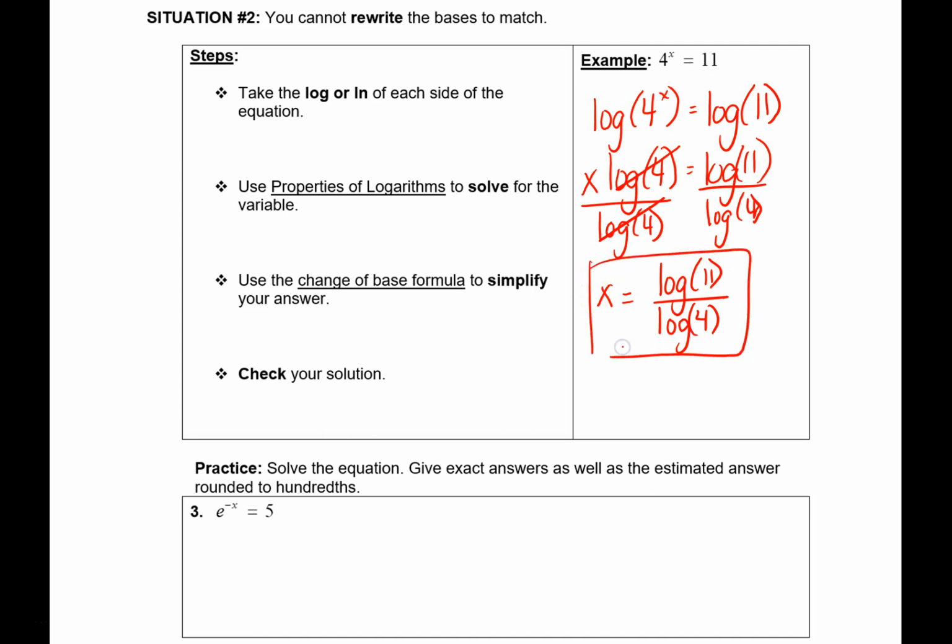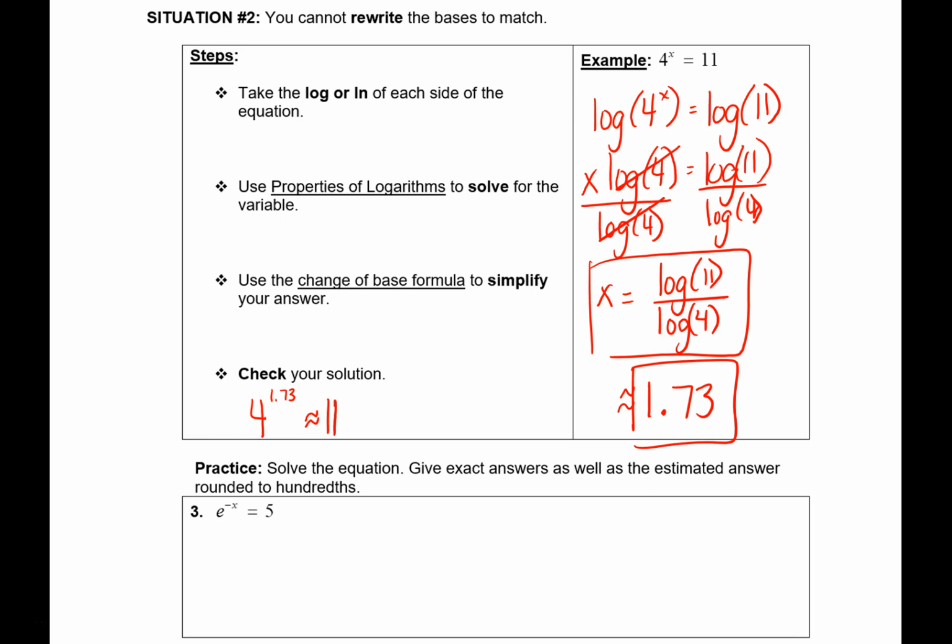If I wanted an approximate answer, then I could plug that into my calculator and I'd get approximately 1.73 as that approximate answer. For either of these, you can plug them in, again, to check your work. I would do 4 to the 1.73 if I wanted the approximate, and when I plug that into the calculator, it should give me about 11. It might be a decimal off, hopefully very, very close though. If I used log of 11 divided by log of 4 in that exponent, then it would have given me exactly 11.